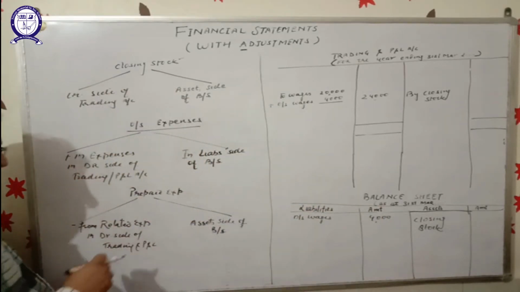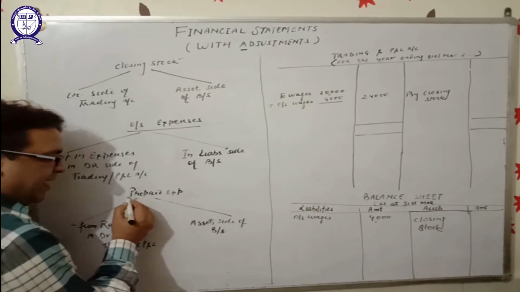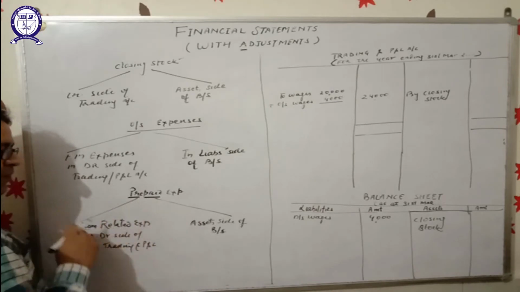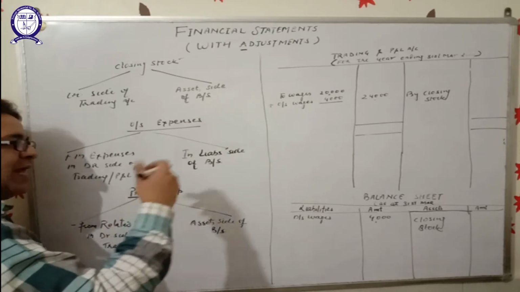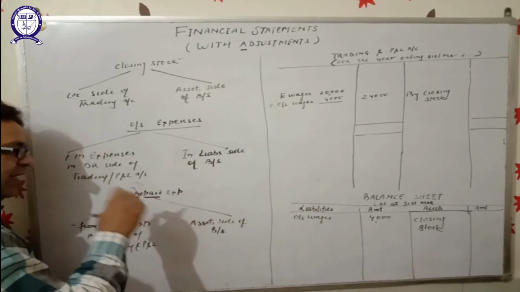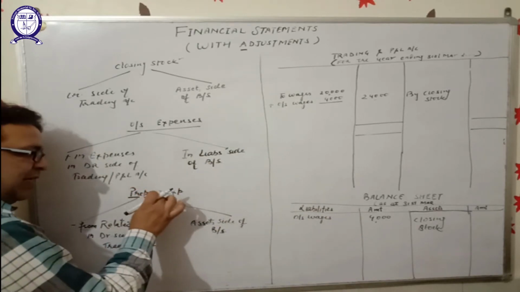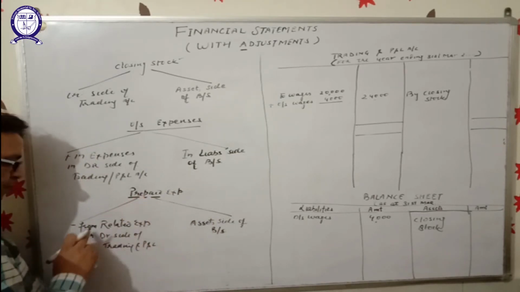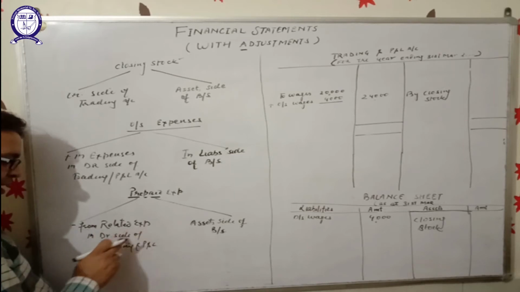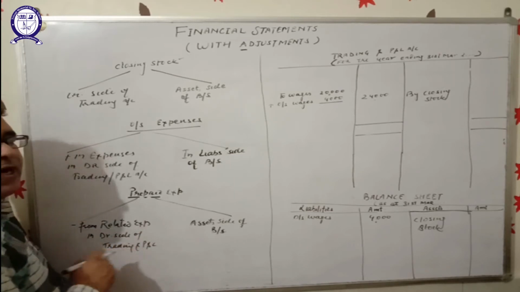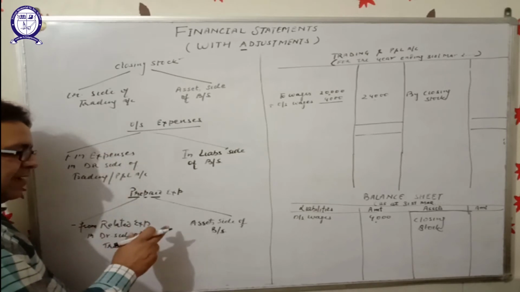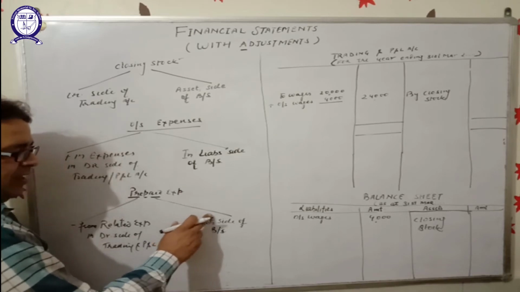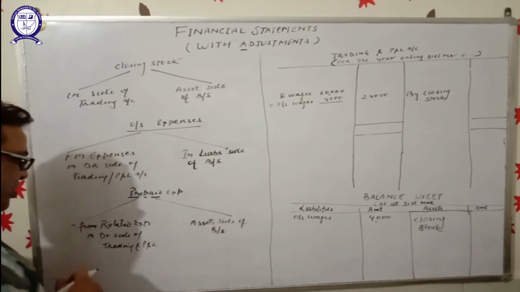Third adjustment is prepaid expenses. Prepaid, that means expenses paid in advance. These expenses are related to next year, but we have paid in current year. So these are related to next year. What we have to do? Minus from the related expense in debit side of trading or profit and loss account. And second time, on the other hand, we have to record prepaid expenses in the asset side of balance sheet.